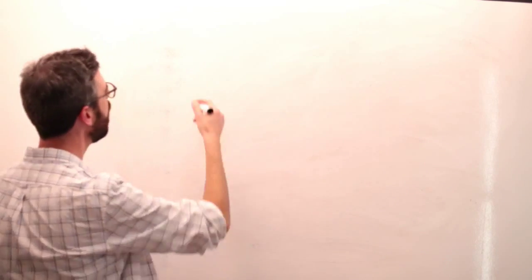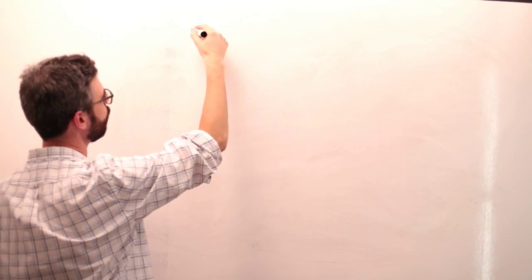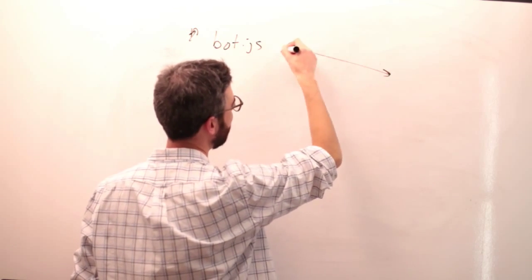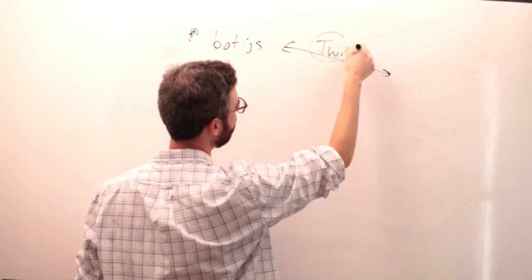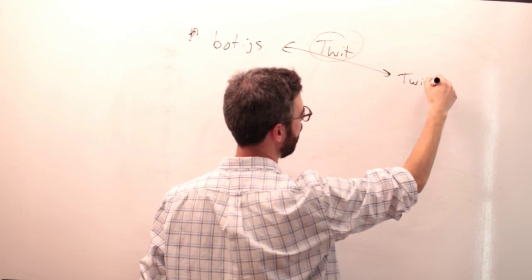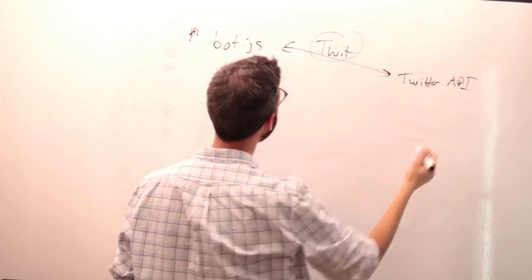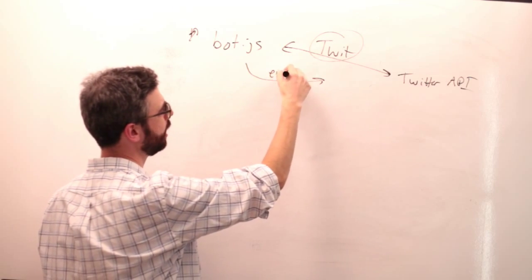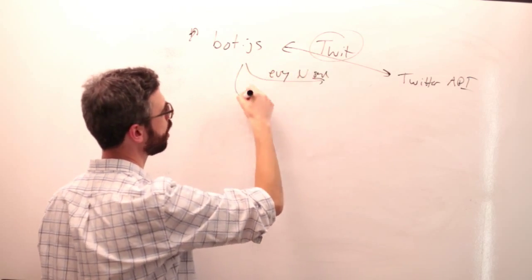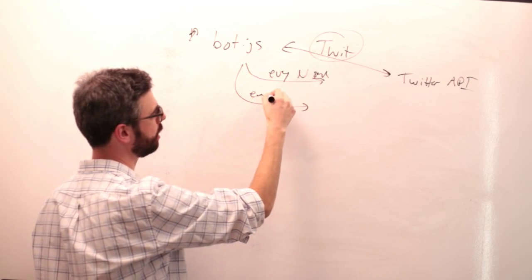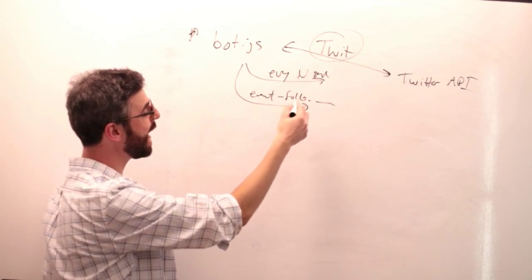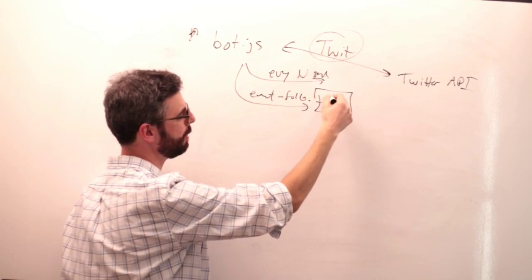So let's just sort of diagram how this is working. I have this Node.js program called bot.js. And bot.js has a connection via the twit package to the Twitter API. What bot.js can do is post a tweet every n seconds, or post a tweet based on an event, like a follow, any sort of thing. And one of the things it can send with these tweets is an image.